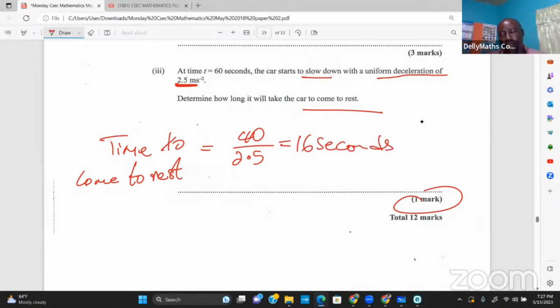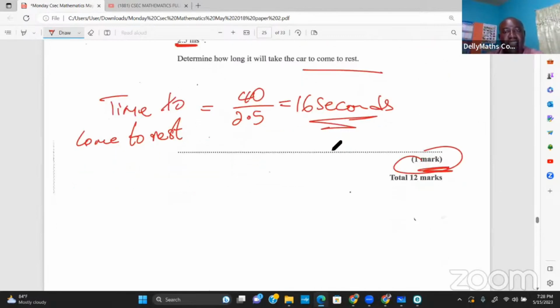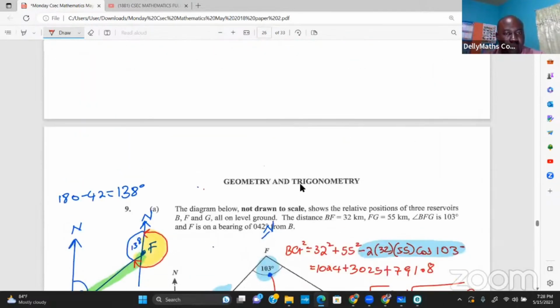Think about the reality though. If my car is moving at 40 meters per second, and I'm slowing down at 2.5 meters every second, after 16 seconds, I am now at 0. Makes sense? Because repeated subtraction is actually division. So I minus 2.5, minus 2.5, minus 2.5, it's like dividing by 2.5, 16 seconds. And that is why it's a 1 mark question. By the snap of the fingers, we're done. 16 seconds, and that car would come to rest, which means to stop. It's done.